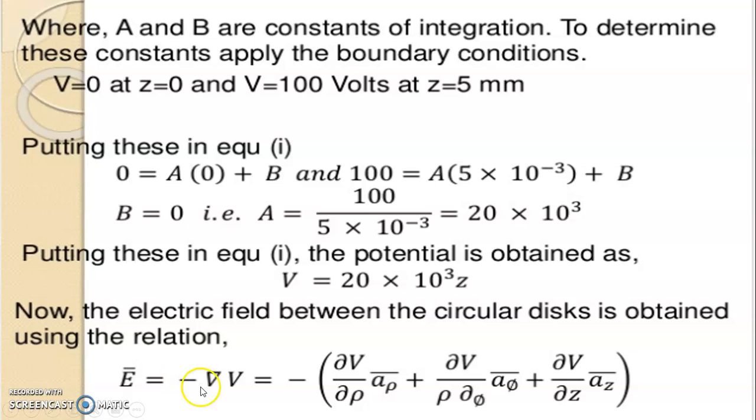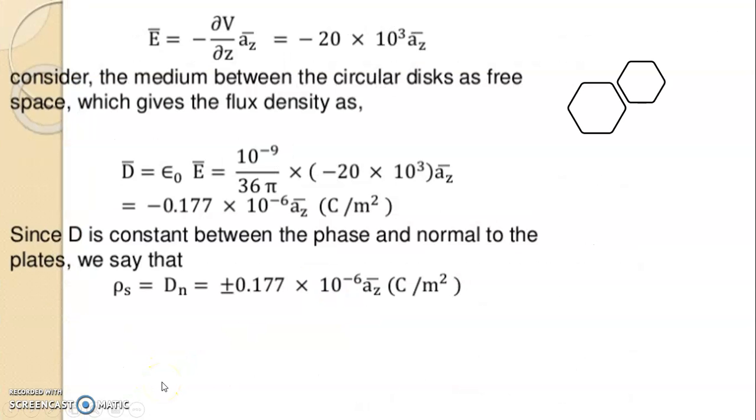Now E can be calculated as minus del V. By using the formula, we can calculate minus of del V upon del rho of a rho plus del V upon rho del phi of a phi plus del V upon del z of a z. Since you know V, you can calculate E also. So E is minus del V upon del z of a z. So it is minus 20 into 10 raised to the power of 3 a z.